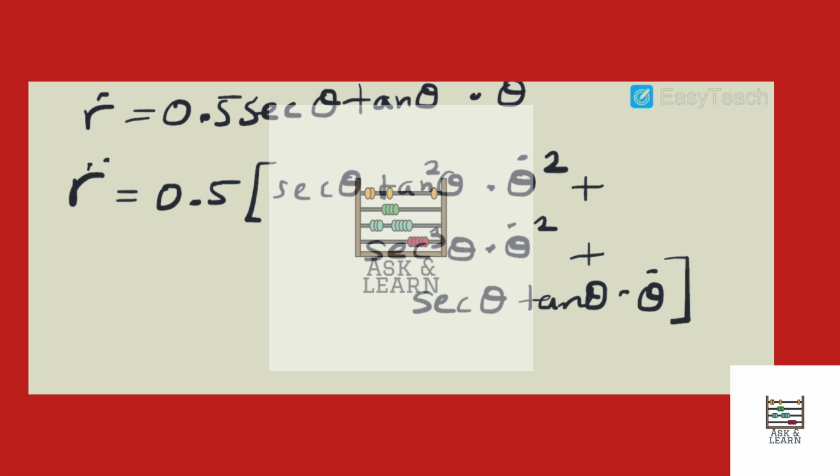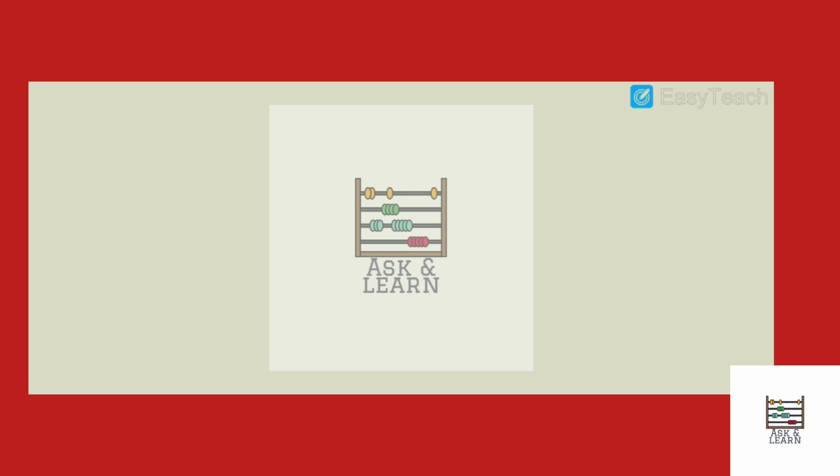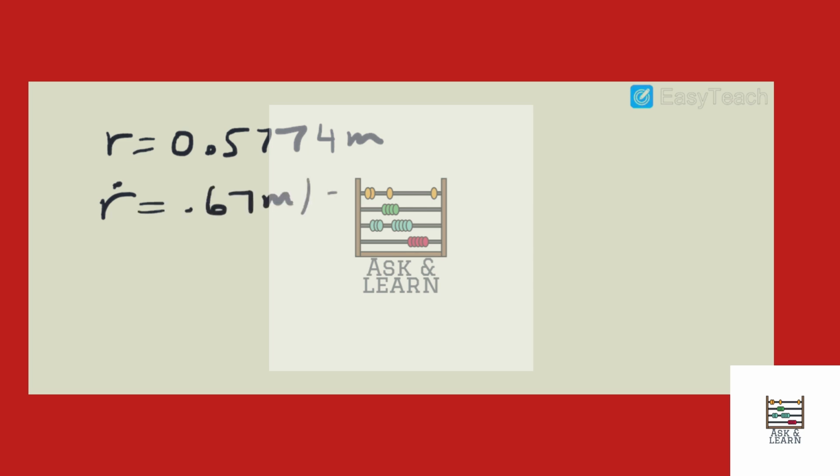Now, when we know that theta is equal to 30 degrees, theta dot is 2 radians per second, and theta double dot is 0, we can solve for r dot and r double dot using those equations we just solved, and we see that r is equal to 0.5774 meters, r dot is equal to 0.67 meters per second, and r double dot is equal to 3.85 meters per second squared.